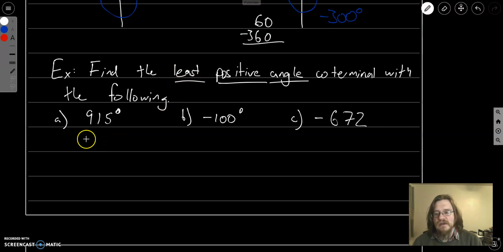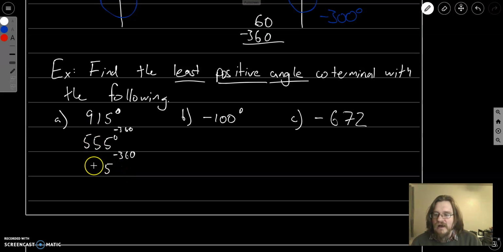Least here meaning smaller. So if I subtract 360 from that, I will get 555, I believe. So again, 555, this is still quite a big angle, so let's subtract another 360 from this.